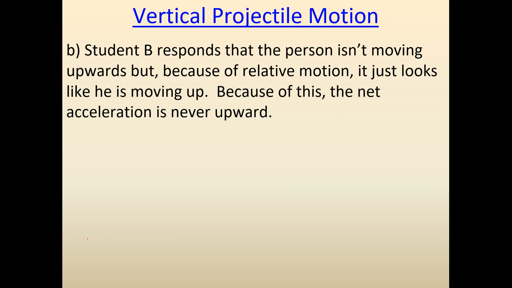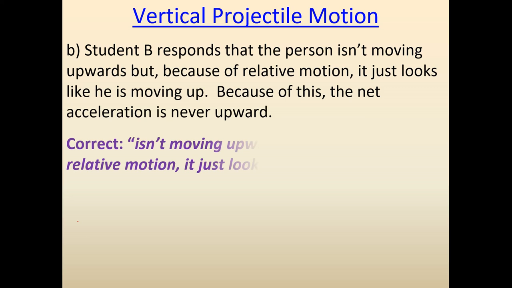So student B kind of says something similar. Now, one of the nice things about these identify-the-correct-and-incorrect-statements questions is that if you have multiple statements, it'll be pretty clear what type of statements you're looking for. The statements that we found to be either correct or incorrect were things like the direction of the net acceleration and him moving upwards or not, so those two statements are going to play a part here.